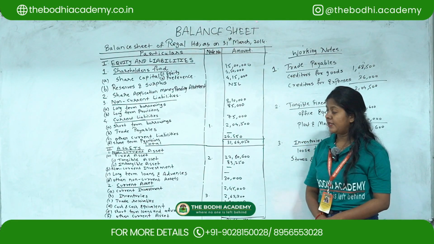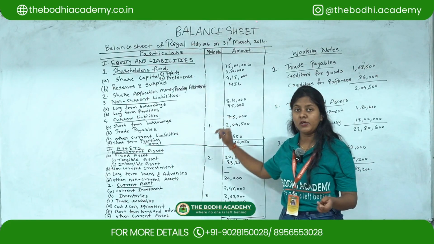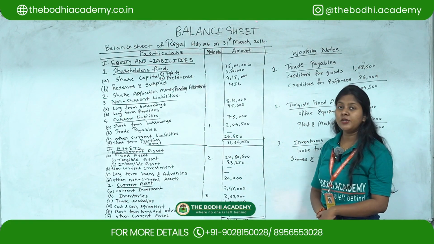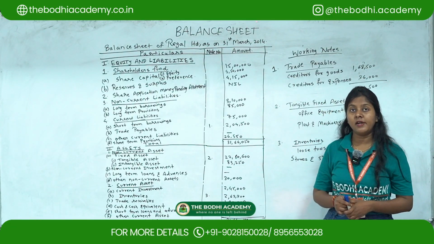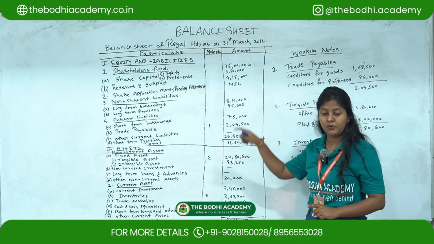Next, cash credit, 75,000. Cash credit is a part of short-term borrowings as 75,000. Then mortgage loans. Mortgage loan is a part of your long-term borrowings, so it is a part of your non-current liability. It will go under this head, long-term borrowings, 3,10,000.